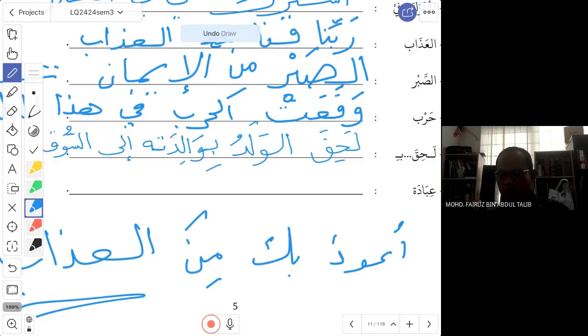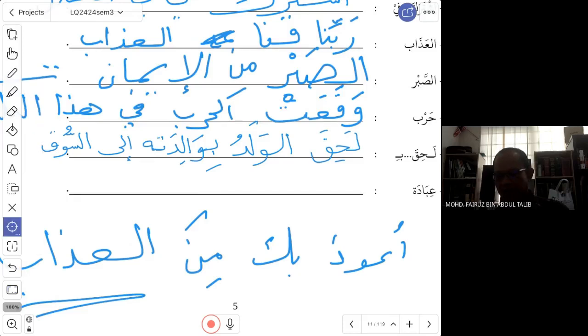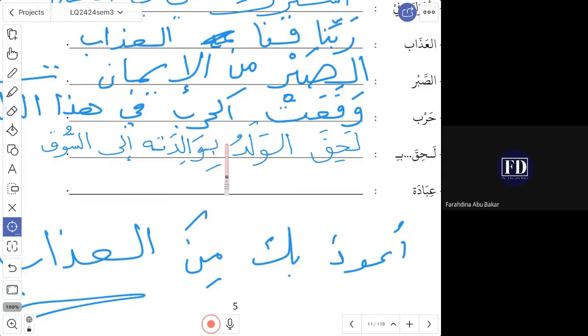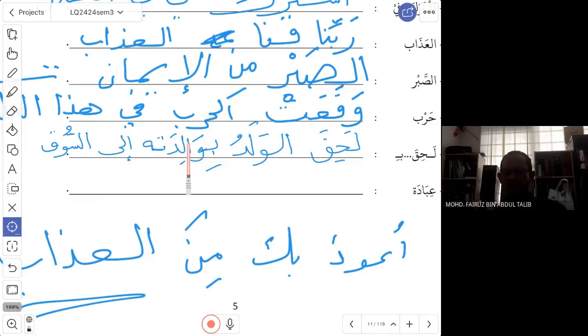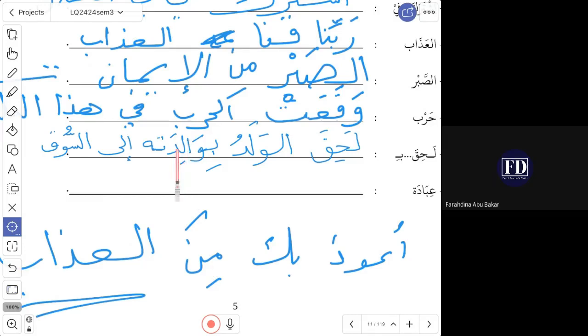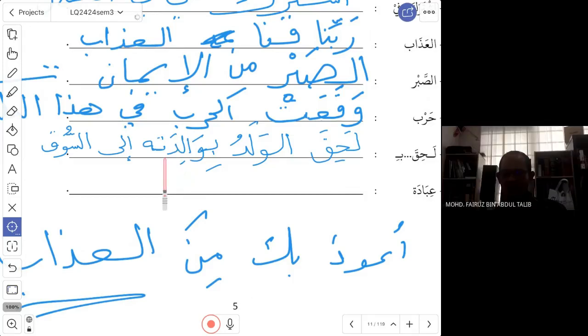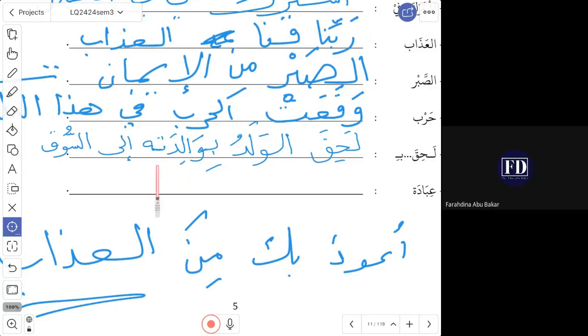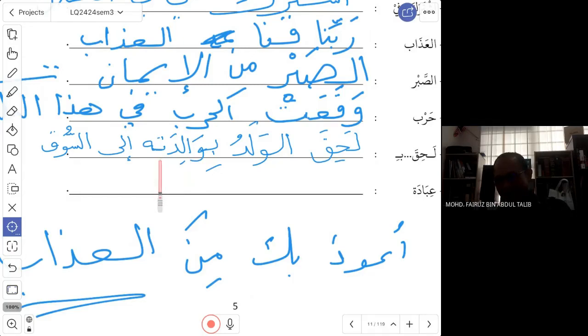Biwalida, and how do you read the ta? How do you read this ta and how do you read this ha? Anyone? Here we have the harful jar. Biwalidatiha, biwalidatahu. Just now you said tiha and now you said tahu. Which one? So we look at this ta first.